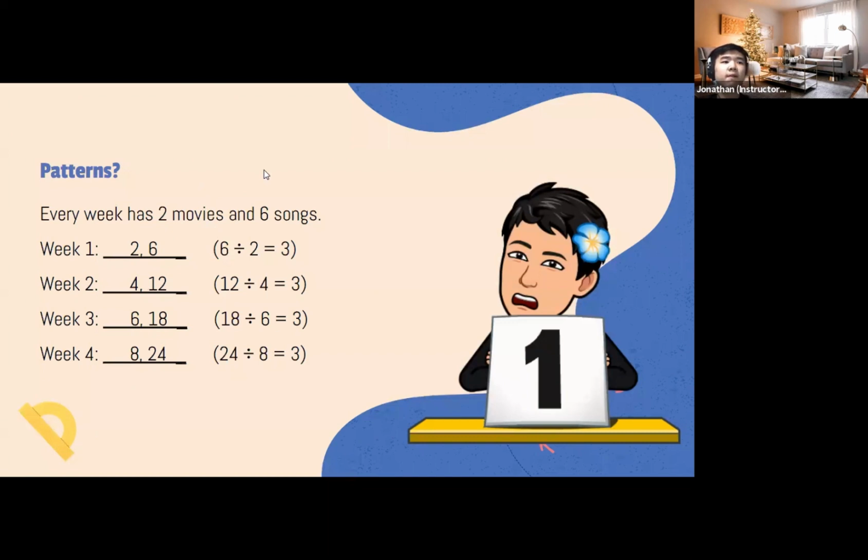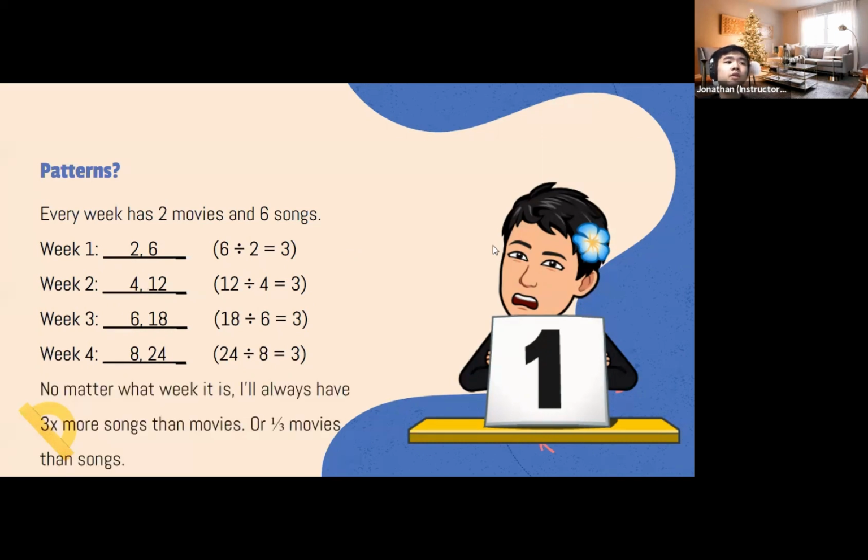So we can see that 6 divided by 2 is 3. 12 divided by 4 is 3. 18 divided by 6 is 3, and 24 divided by 8 is 3. So basically, every single time I increase by 2, I'm increasing by 6. So the ratio is still the same, 3, but only the amount has increased. I mean, this isn't too important to know, but it's pretty interesting nonetheless.